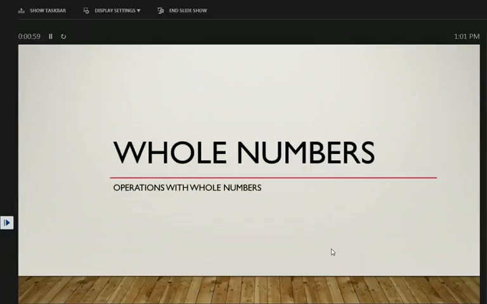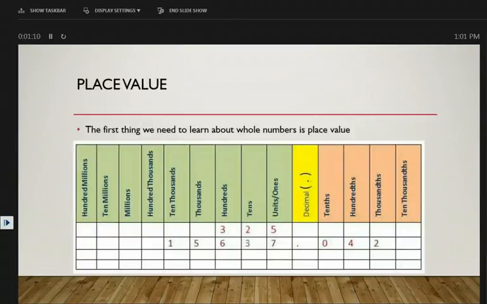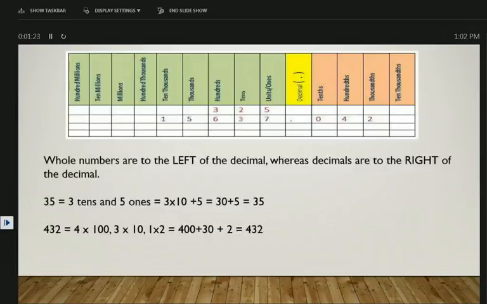Whole numbers. Now, I'm not going to spend a lot of time on the place value. It's supposed to be working. It's not working. There we go. I'm not going to spend a lot of time telling you where the place values are because I would assume that most of you know where the place values are. I assume that most of you know how to rewrite 35 into the place values. I'm not going to spend a lot of time there.